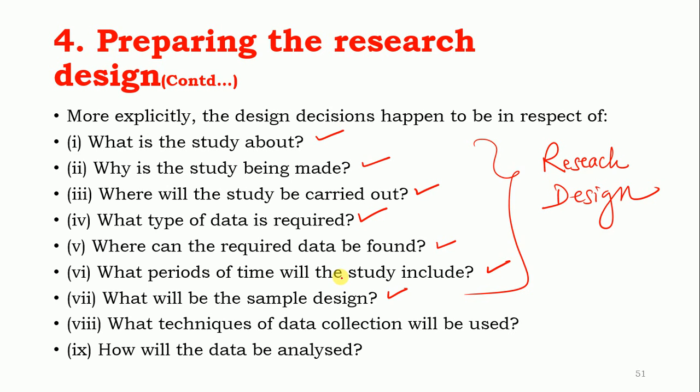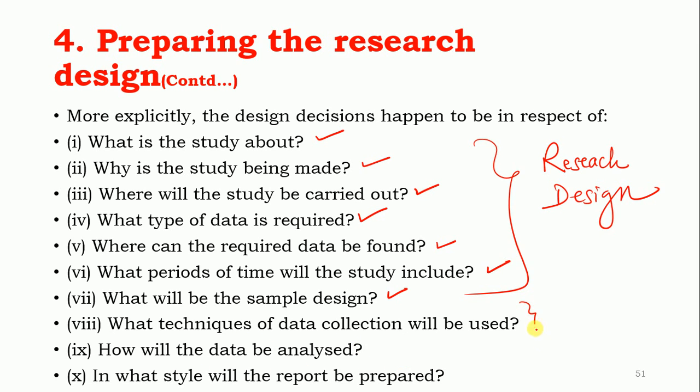There are a few more secondary questions. What technique of data collection will be used? How will the data be analyzed, and in what style will the report be prepared? These are some of the other questions you can go through. Okay. Here we have seen how we can go for a design. We basically started with the first step, defining the problem, then literature review, then hypothesis, and last the research design. The next point we will discuss in the next lecture.